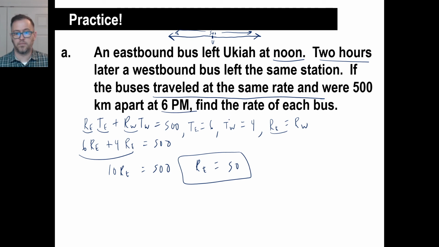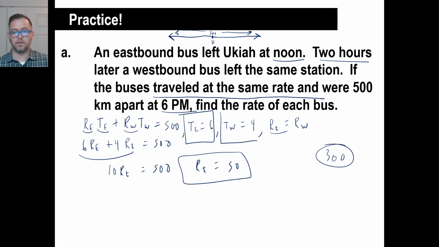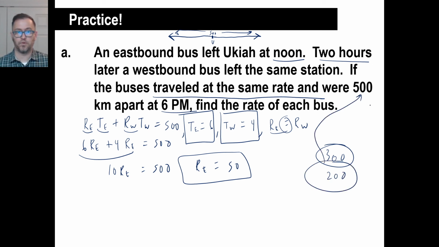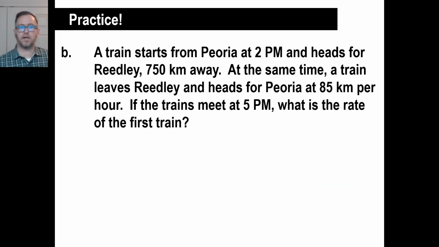Find the rate of each bus. Well, they traveled at the same rate. There you go. By the way, the eastbound bus went for 6 hours, figure this out. If it goes 50 miles an hour, what's 6 times 50? 300, right? It goes 300 miles. This other one is going 50 as well because it's equal, for 4 hours. What's 4 times 50? 200, right? Together, there she blows. That proves we're right. Okay, pause it and try B.